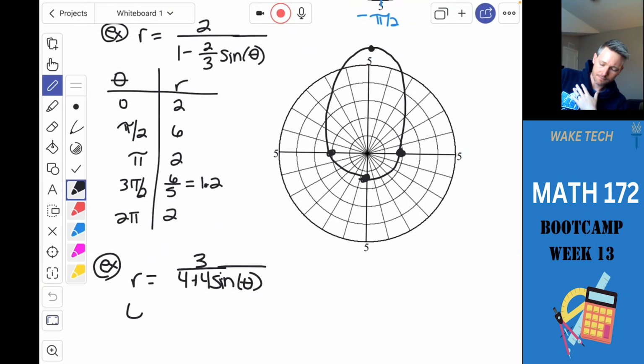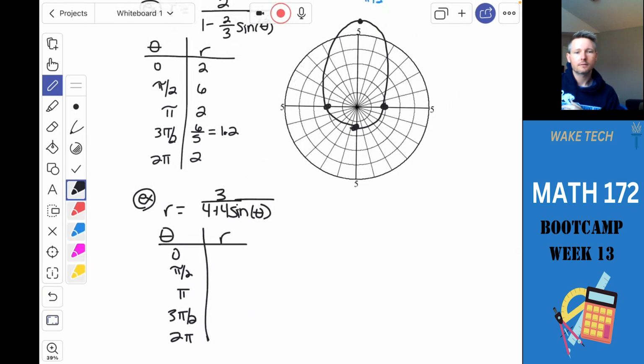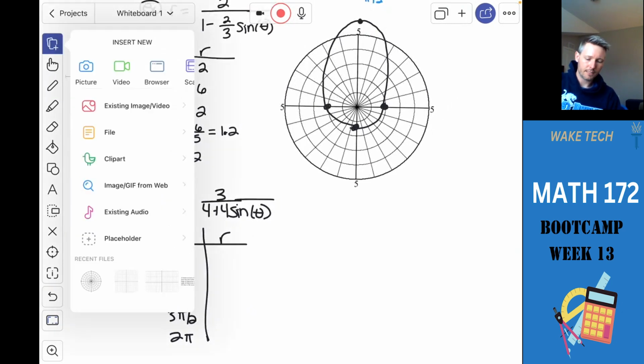I'll give you a couple of minutes to work on creating the table of values. Again, 0, pi over 2, pi, 3 pi over 2, and 2 pi. Those are our starting values. We'll use those to make the graph.